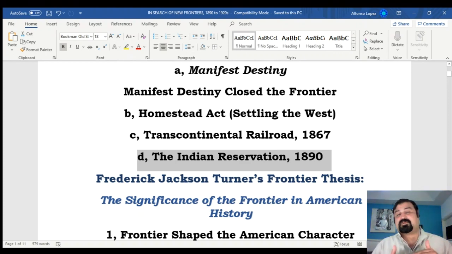the Native American groups. So the coming of the reservation itself was yet another factor that allowed for the closing of the frontier, because now all of those lands that were previously occupied by those Native American groups will be open for settlement, and of course they're going to be settled.